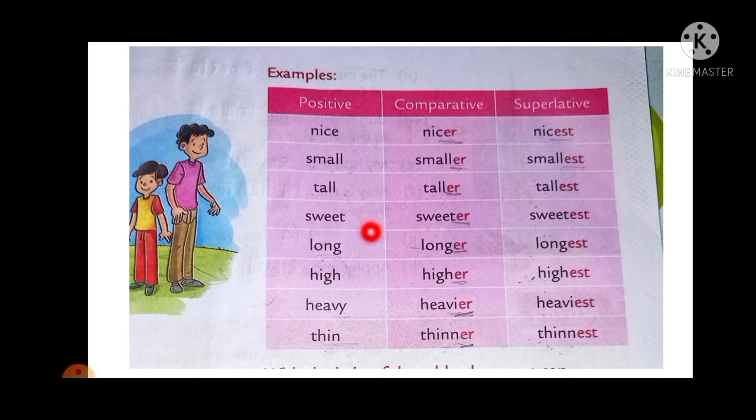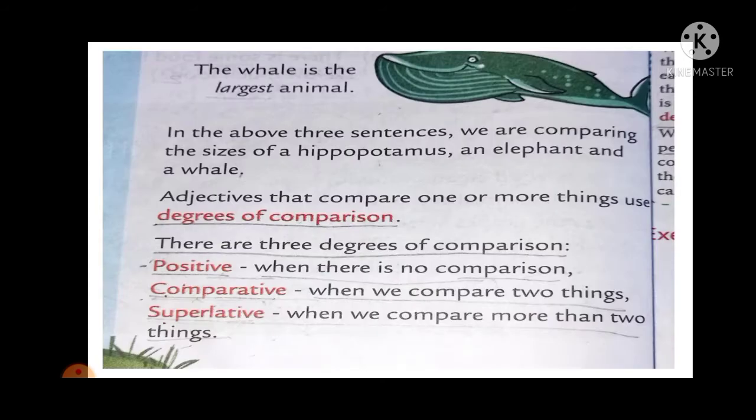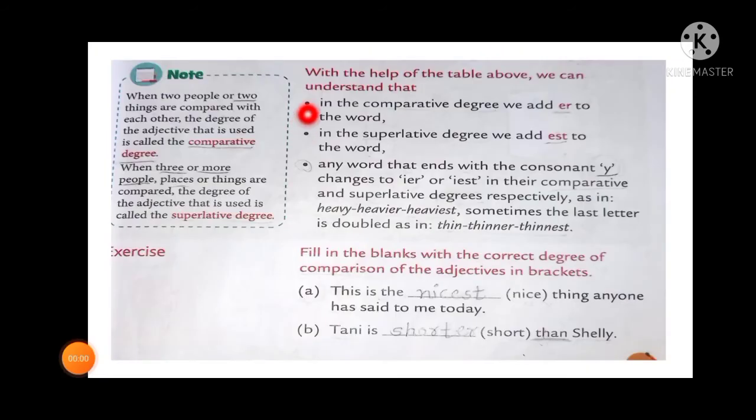Like that. Sweet, sweeter, sweetest. Long, longer, longest, high, higher, highest, heavy, heavier, heaviest, thin, thinner, thinnest. So students, look here, with the help of the table above, we can understand that in the comparative degree we add er to the word. In the superlative degree we add est to the word.